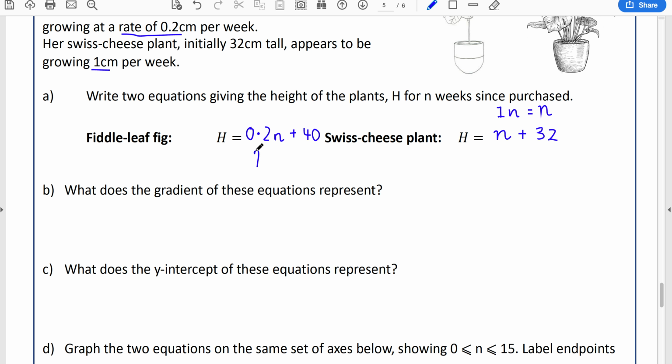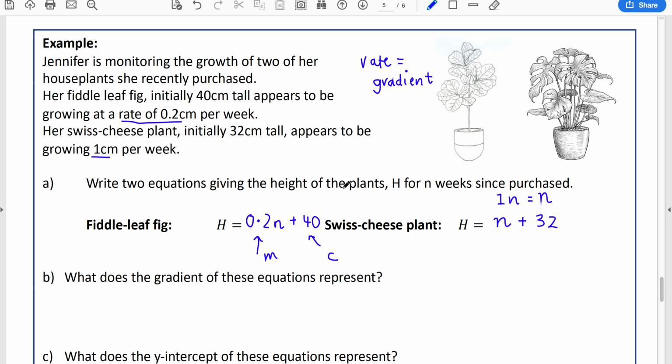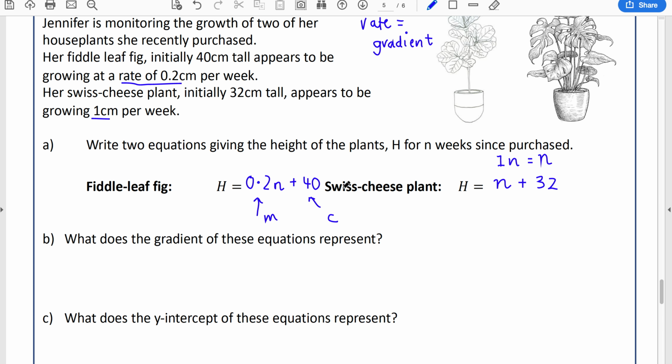So keep in mind that this part here is our gradient. This part here is our y-intercept. And I mentioned before that the gradient is the rate. So there'll be a rate in your question. There'll be something happening, say per dollar, per week, per whatever unit it is. And so we want to just describe that in words.